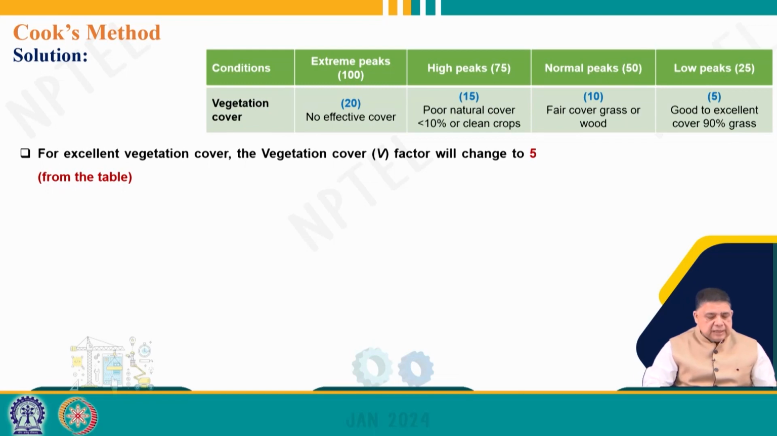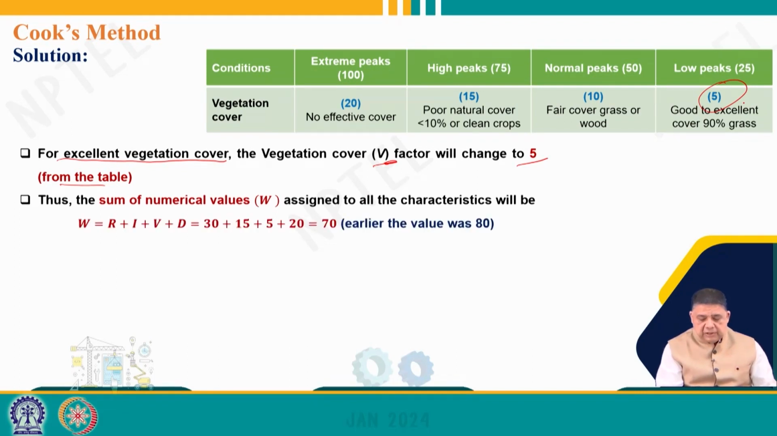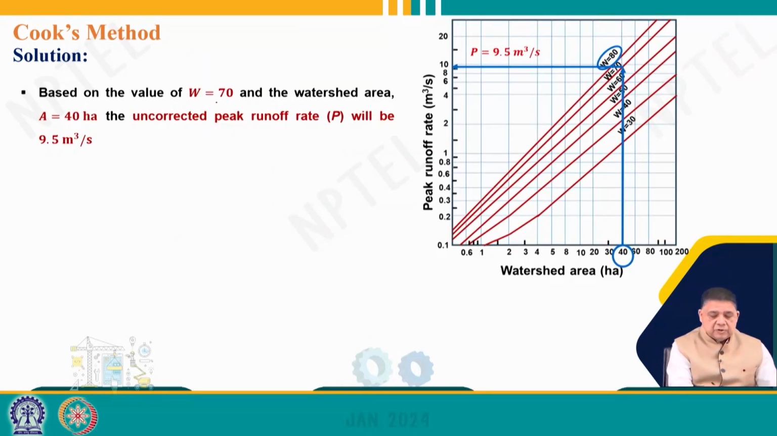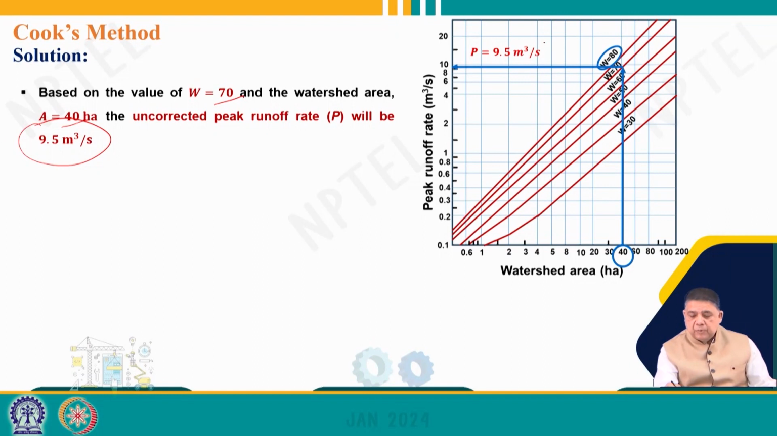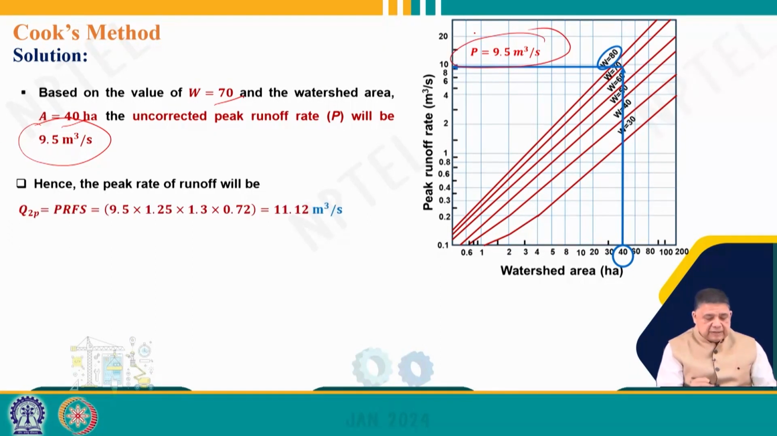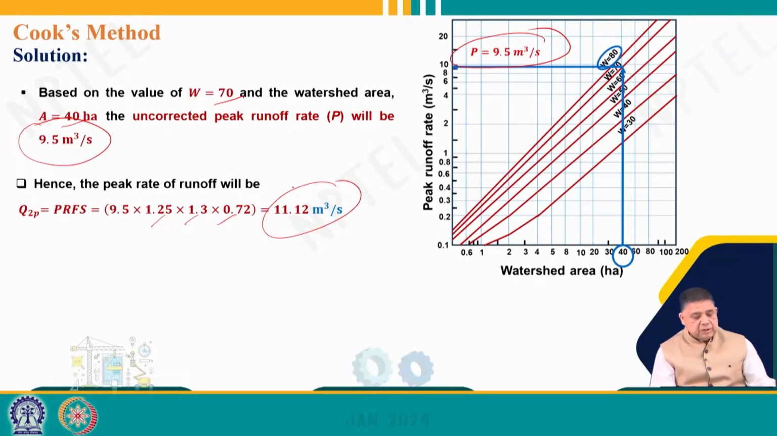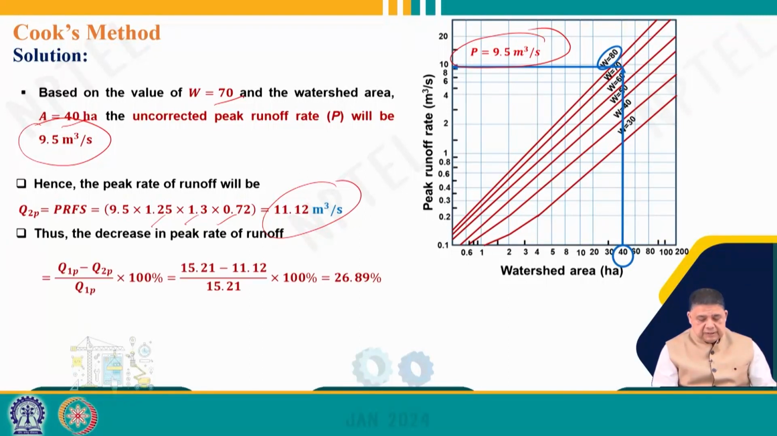But we also have a condition: what happens if the vegetation cover changes to excellent? For excellent cover, the V factor will change to 5 as per the table. That means our W value will reduce to 70, earlier it was 80. So, for W equals 70 and area equals 40, we get an uncorrected value of 9.5 cubic meter per second from the graph. All other things remain the same, that means R, F and S remain the same because no changes are taking place. So, obviously, we get a discharge of 11.12 cubic meter per second. So, obviously, there is a reduction in discharge.